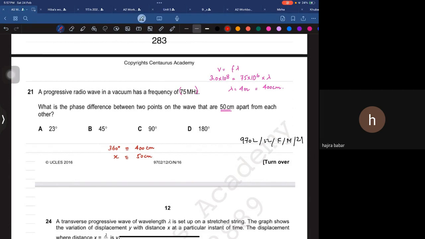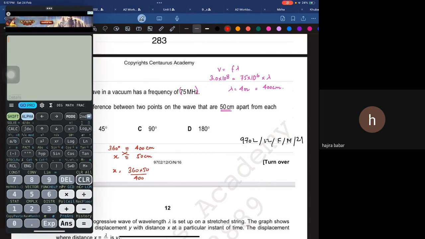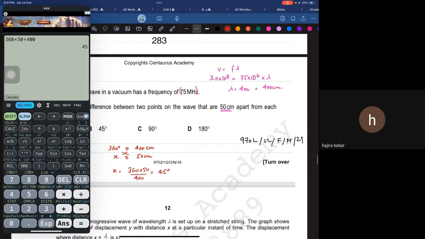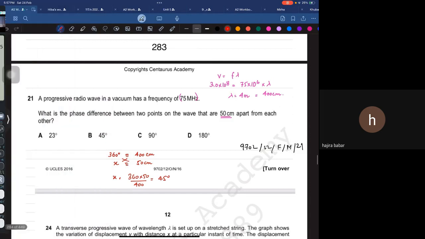So cross multiply that. It's going to be 360 times 50 divided by 400. Let's try this. And I'm getting the answer as 45 degrees, which is obviously answer B. Understood, you guys?